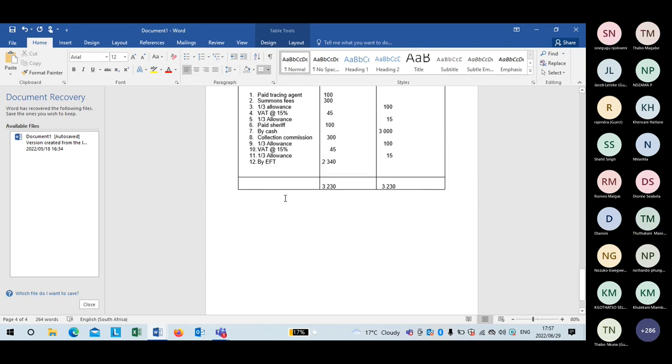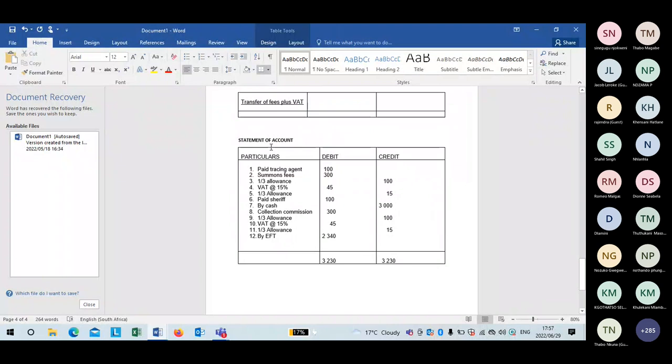Right. Let's go to our statement of account. What are we saying here? By EFT. Oh, all right. And this statement of account, to whom is it addressed? It's addressed to Nyamsoro attorneys. Exactly. All right. I understand now. Thank you. Thank you, sir.